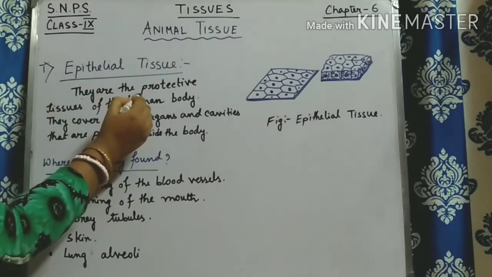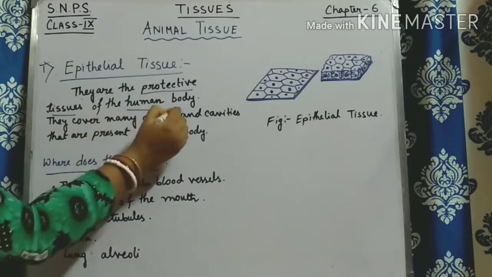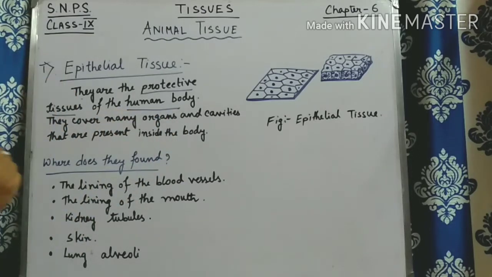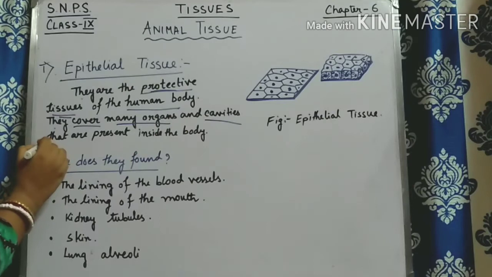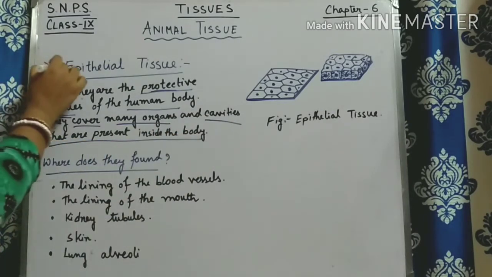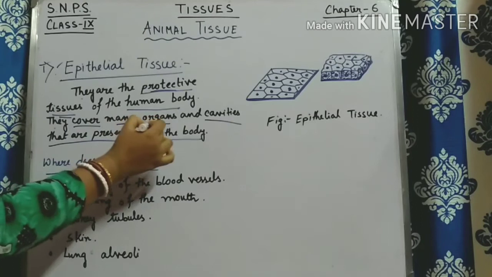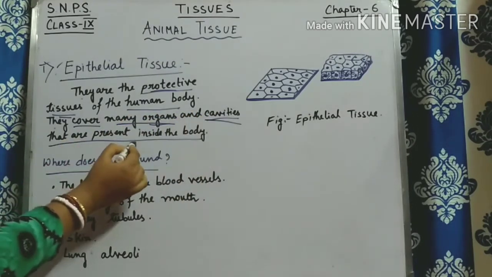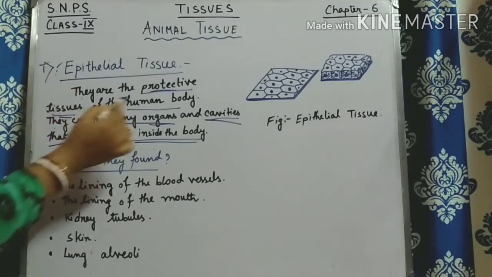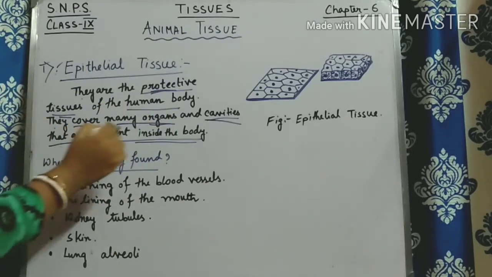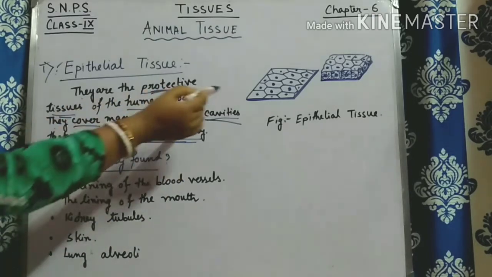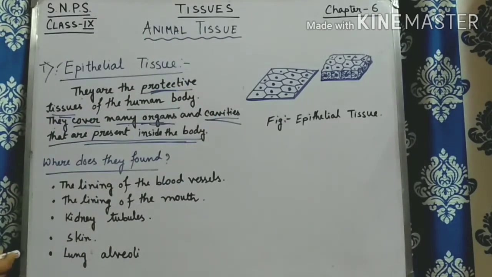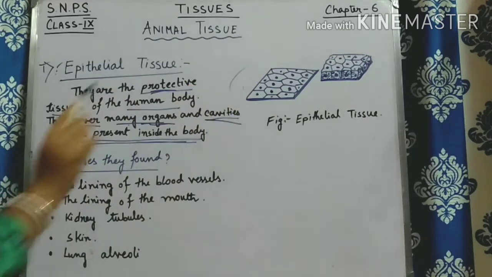They are the protective tissues of the human body. Epithelial tissues cover many organs and cavities that are present inside the body. So, epithelial tissue is a protective tissue of the human body and it covers the organs and cavities inside the body. Here you can see the picture of epithelial tissue. The epithelial tissue looks like that.